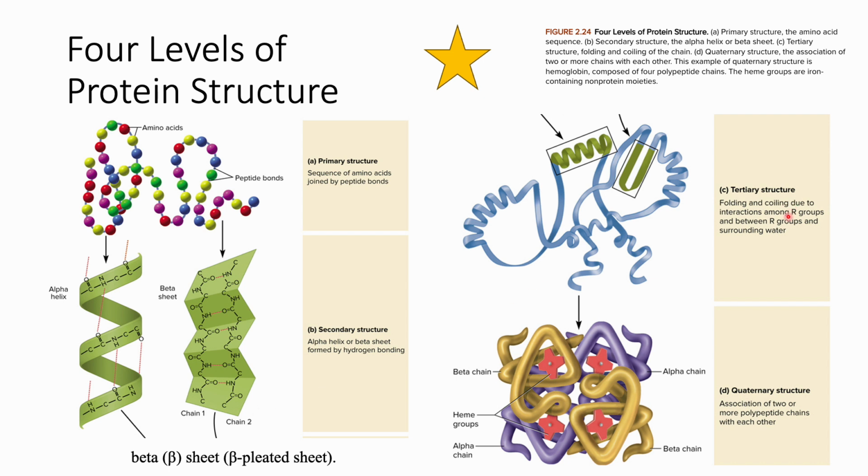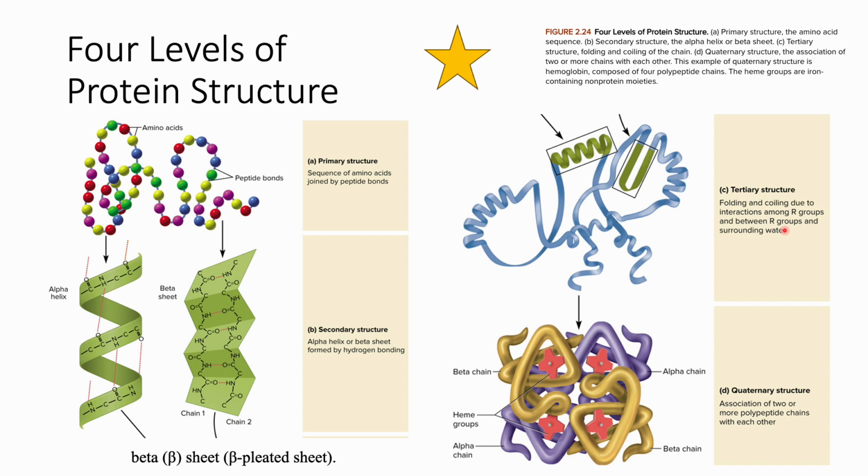Next, we have the tertiary structure. The tertiary structure is folding and coiling due to the interactions among the R groups, and between the R groups and the surrounding water. So now we have the R groups interacting with each other and within themselves and with the surrounding water, giving us the tertiary structure. And then next we have quaternary structure. This is the association of 2 or more polypeptide chains with each other.